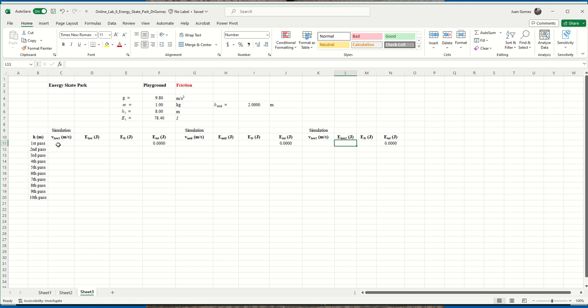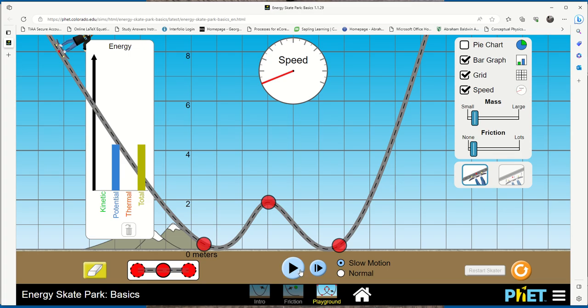Okay, but the V's I'm going to get from the simulation. So let me go ahead and run that simulation. I'm at slow motion. I want to get the speed right at the low point. Okay, pause it, inch forward.